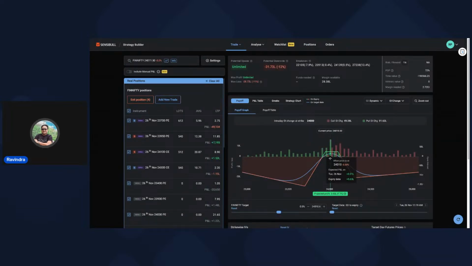If everything goes well, it'll give a profit of about 5 lakhs, I think. That's the number for today. But I would probably exit a little early. Again, I know I'm saying this multiple times, Nifty we can never trust. It's a very easy index to manipulate.